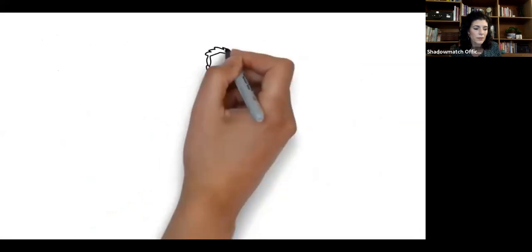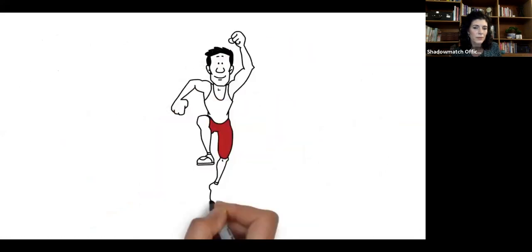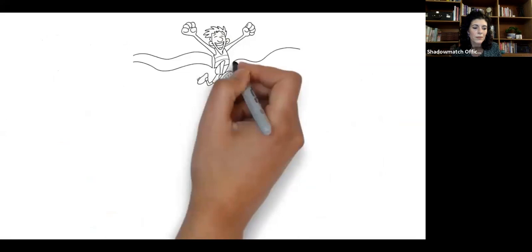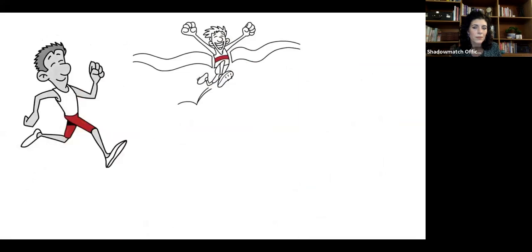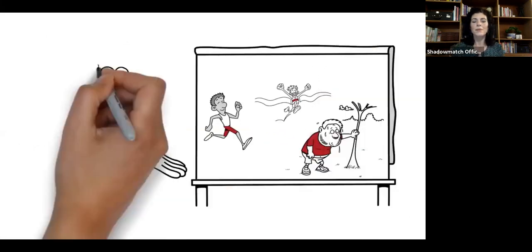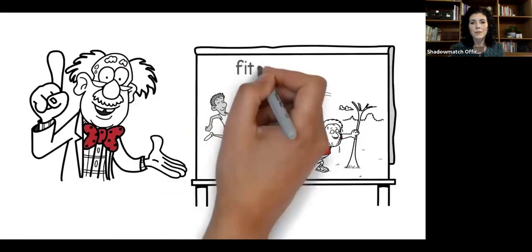Most people have the ability to run. However, not everyone has the same fitness level. Some individuals might be fit enough to run a marathon. Some individuals will be fit enough to run 10 kilometers, and others might only be able to run 100 meters. They all have the ability, but they are at different fitness levels.